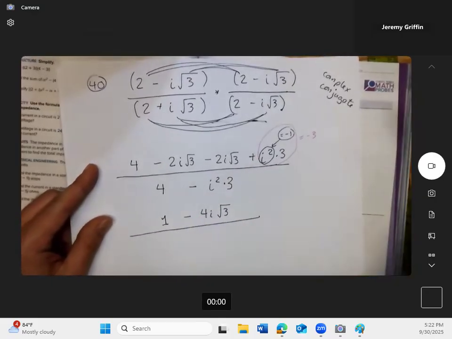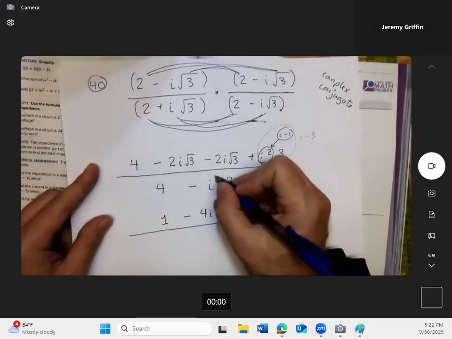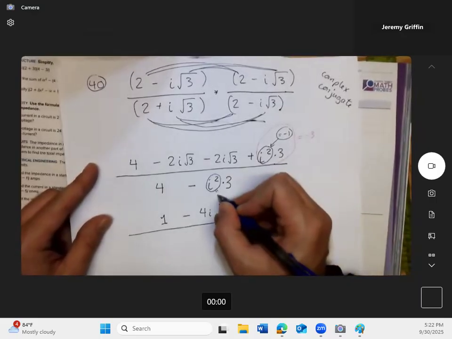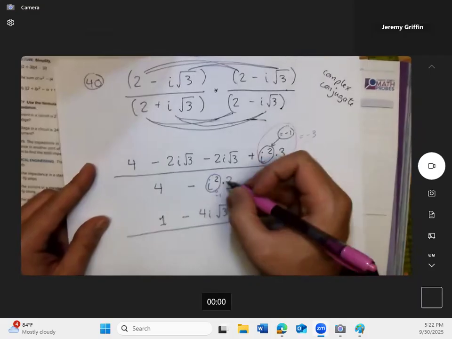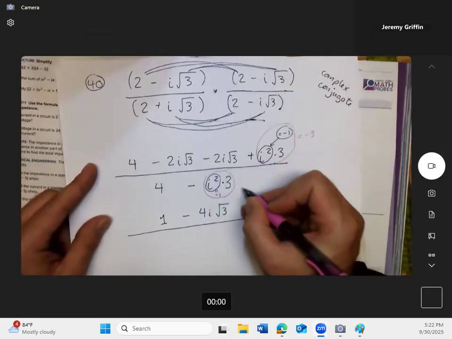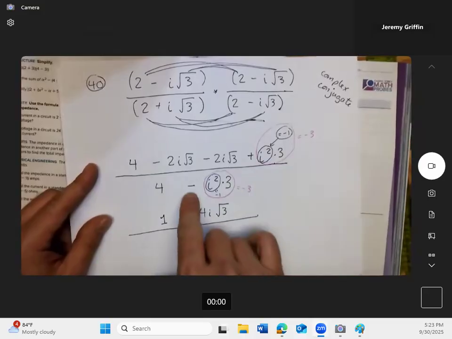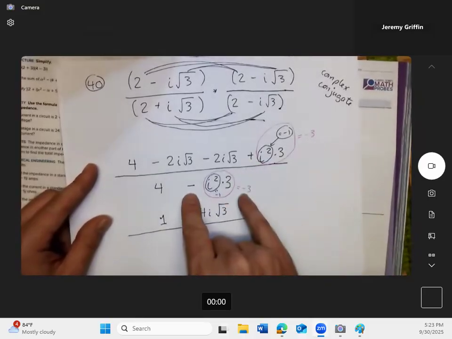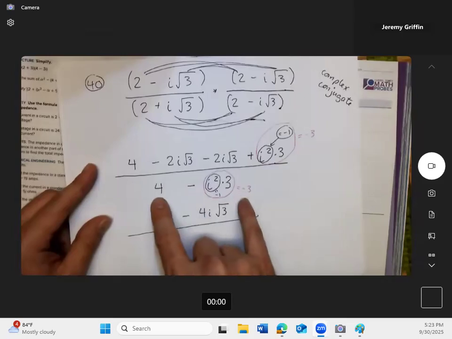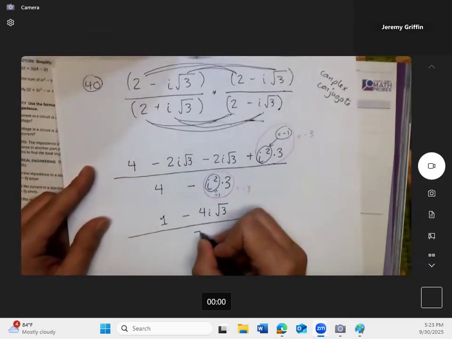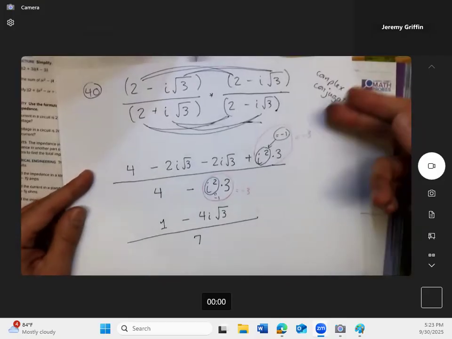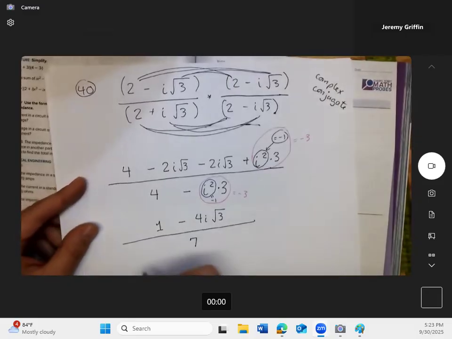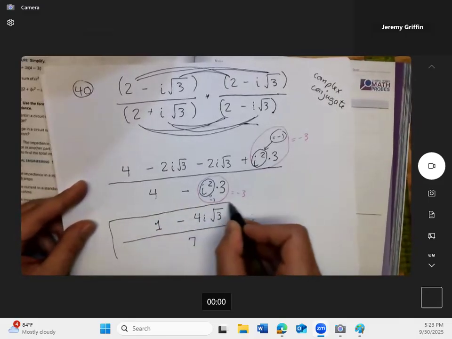And then down here, oh, look at this. This i squared is also -1. So this whole bit right here is also -3. But this time it's being subtracted, and the top was being added, plus -3. Here we're doing minus -3, right? Which is the same thing as plus 3. So this is really 4 plus 3, which is 7. So the whole denominator is 7. And the whole purpose of this process is to get the imaginaries out of the denominator, which we've done.